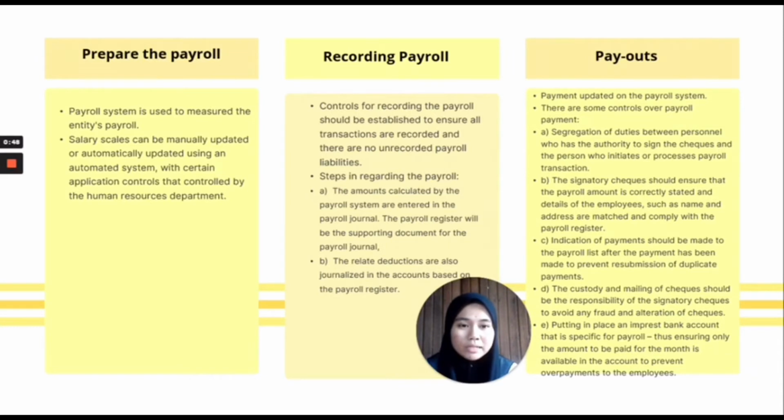The fourth one is that the custody and mailing of checks should be the responsibility of the signatory, to avoid any fraud and unauthorized use of checks. And the last one is putting in place an imprest bank account that is specific for payroll, thus ensuring only the amount to be paid for the month is available in the account to prevent overpayment to the employees.